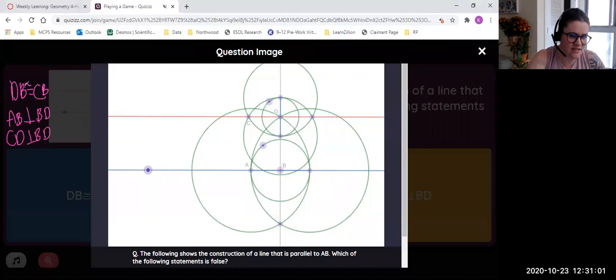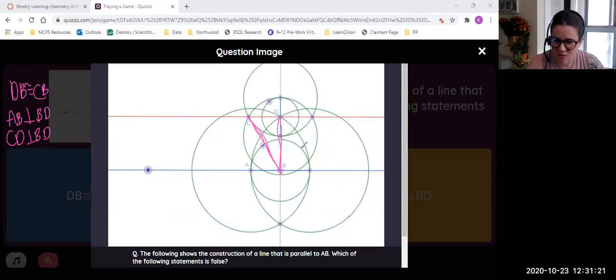Okay, is DB congruent to CB? So DB is here, right? Is that congruent to CB, which would be here, right?